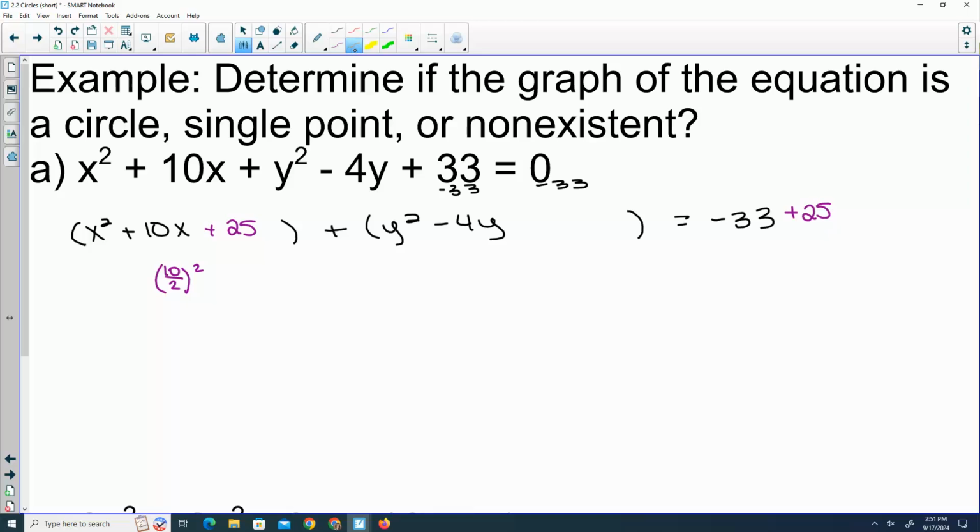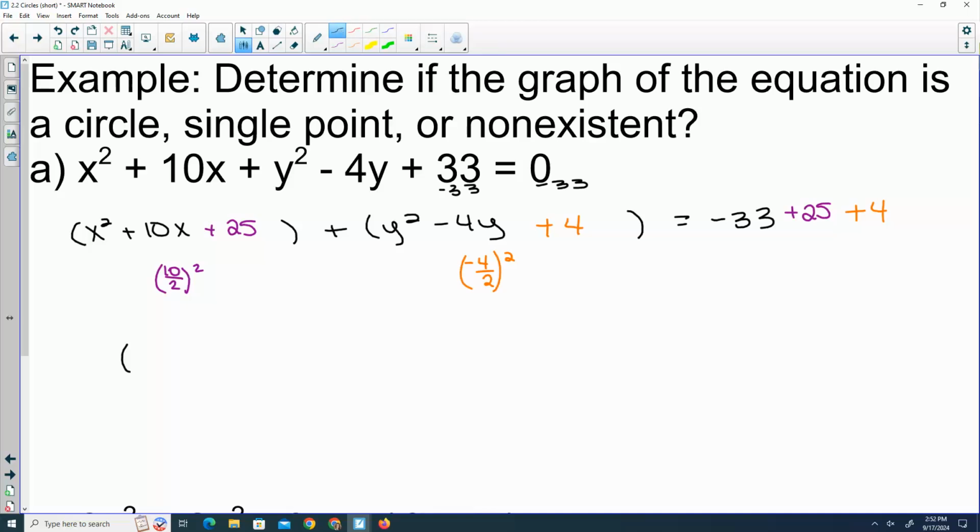Okay. I'm going to do the same thing with my y's. So your coefficient of y was negative 4. Divide that by 2 and square it. So negative 4 divided by 2 is negative 2. Negative 2 squared is 4. So if I add 4 to one side, add it to the other.